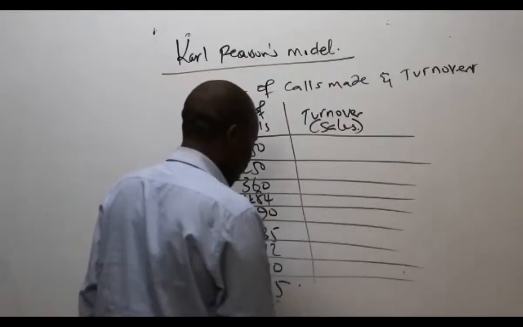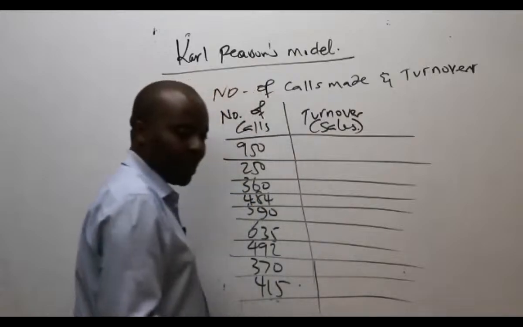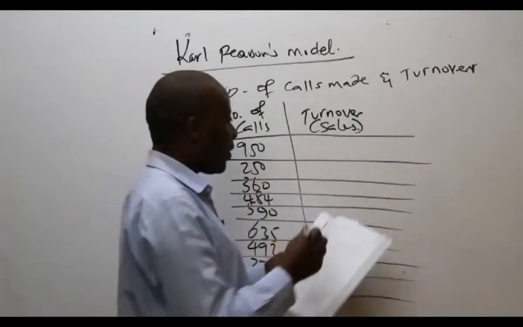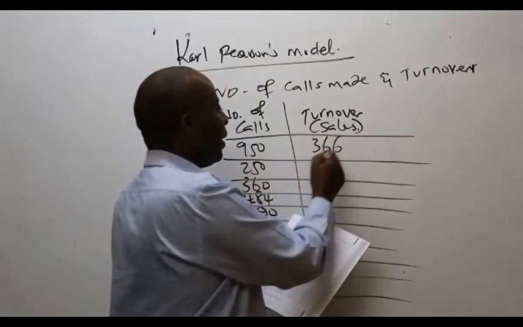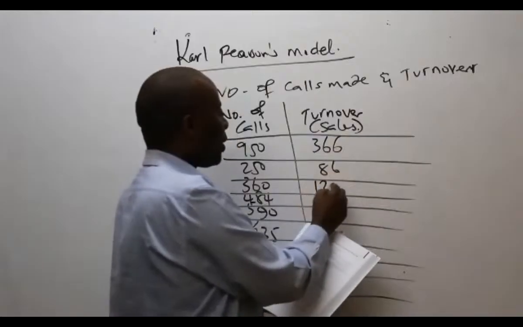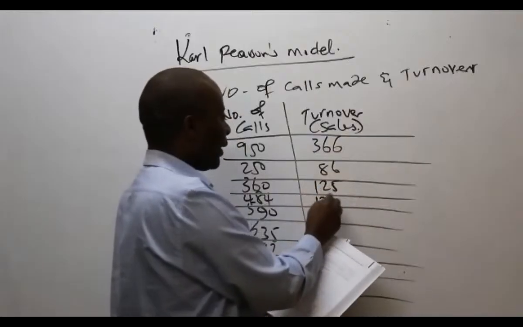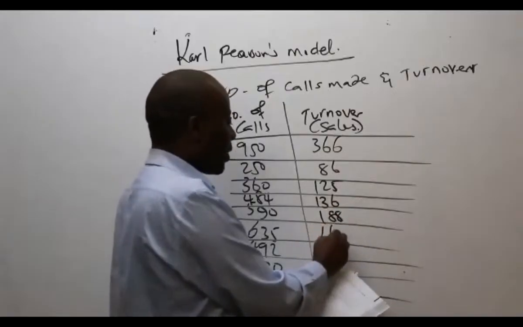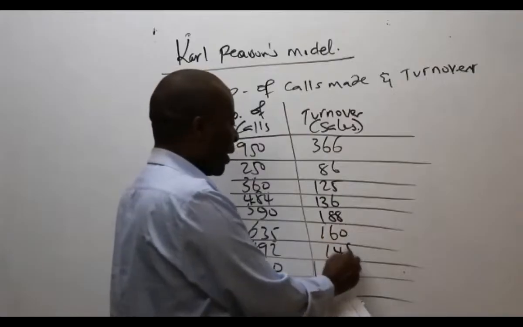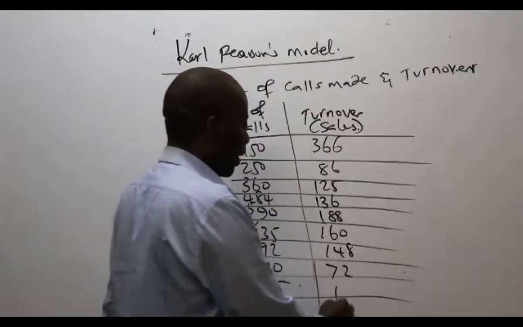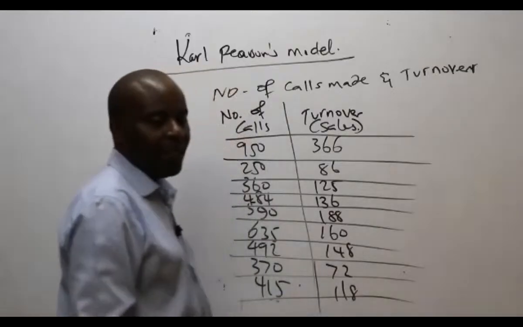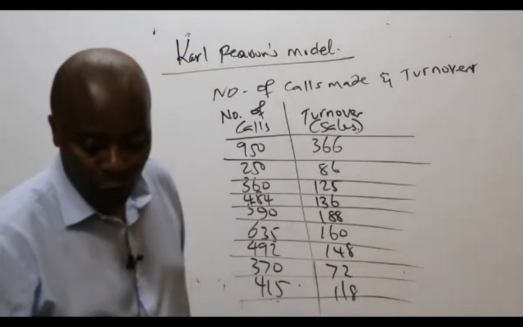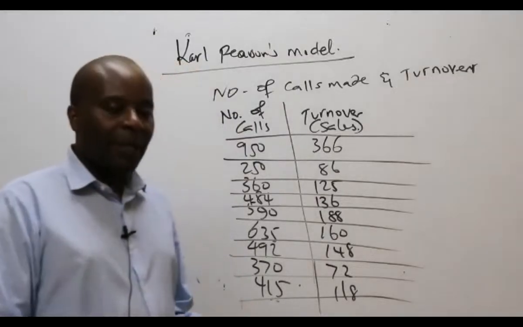You know, QA is the best paper in CPA. So the first turnover they have given me is 366. We have 86, 125, 136, 188, 160, 148, 72, and then we have 118. So please, first of all of us, we must copy up to there. And the moment you finish copying up to there, could you kindly stand up and say yes?